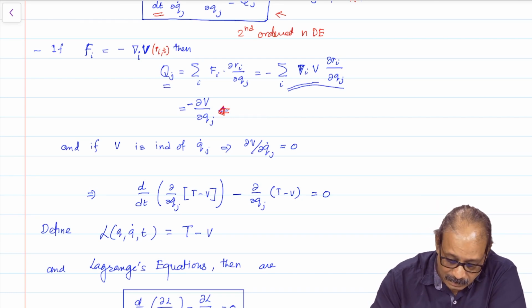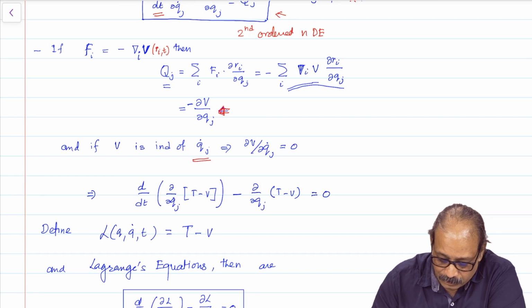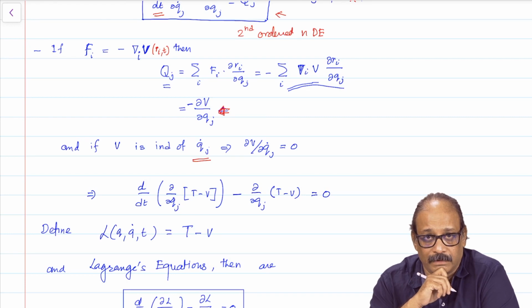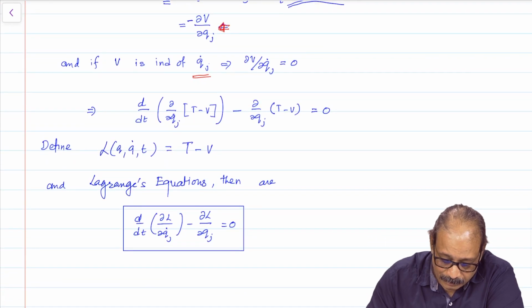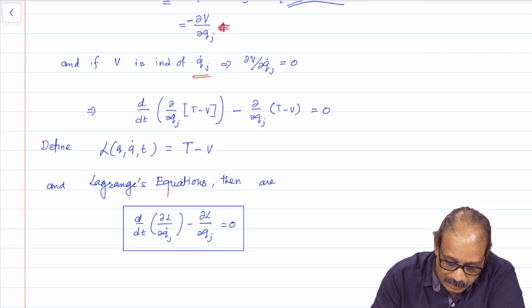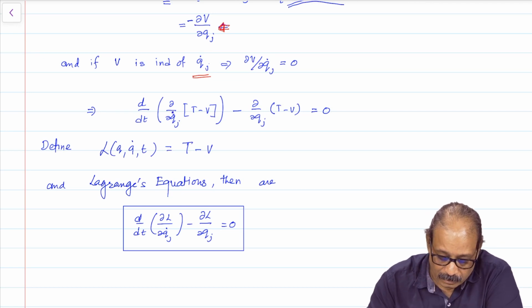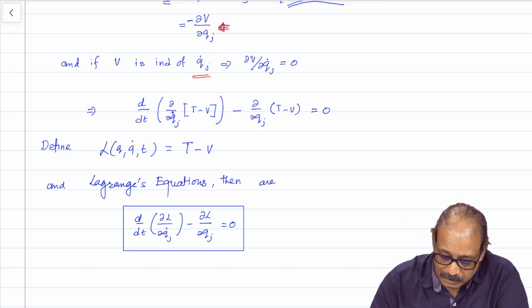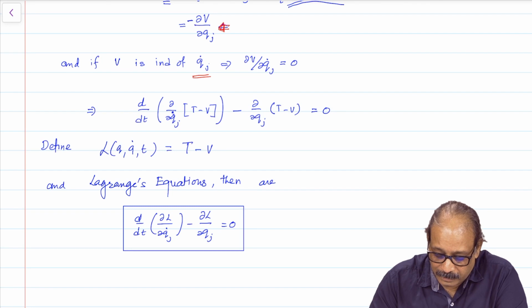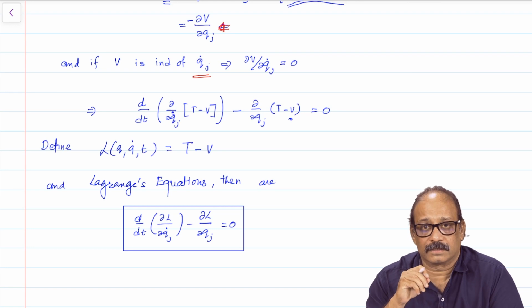Okay. So, first thing we do is that the forces are derived from some scalar potential, and the second stipulation I will make is that if V is independent of qj dot, then del V by del qj dot is 0, and then I can now put everything together in my equation. So, del over del qj dot of T minus V, where the derivative of V with respect to qj dot anyway is going to be 0, and minus del over del qj of T minus V. This one has come from your generalized force term.